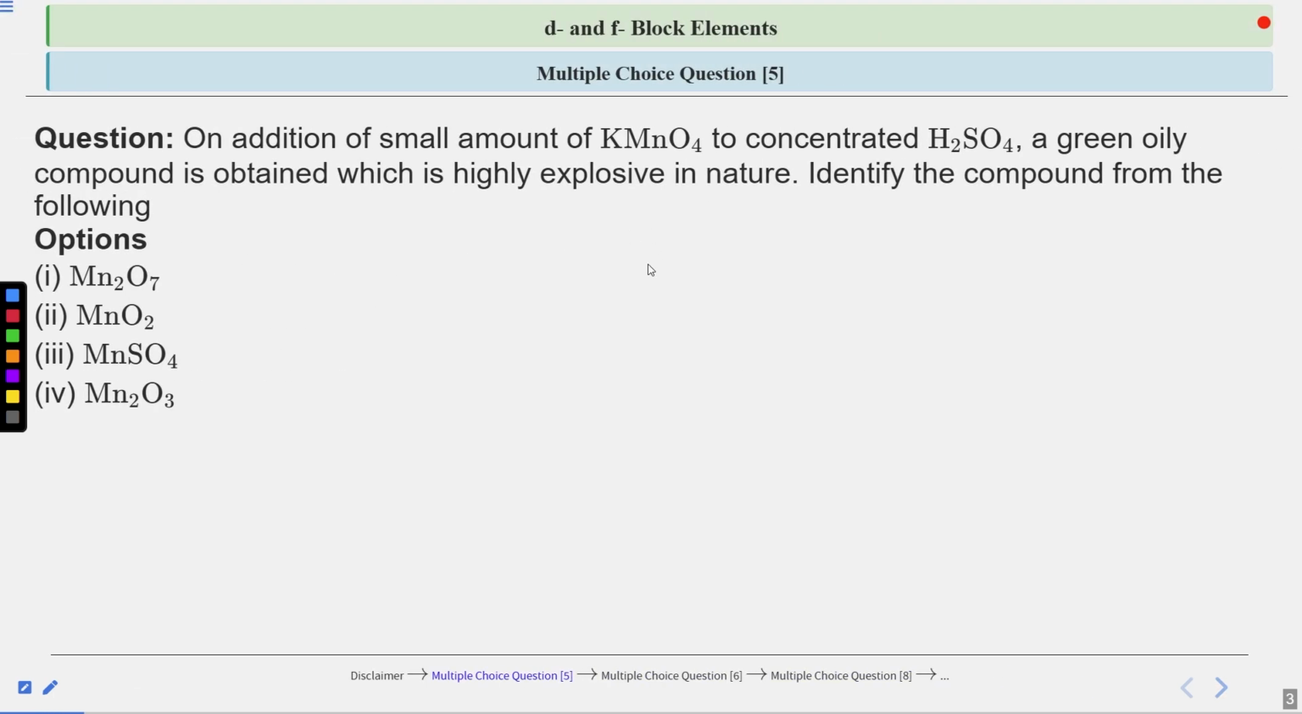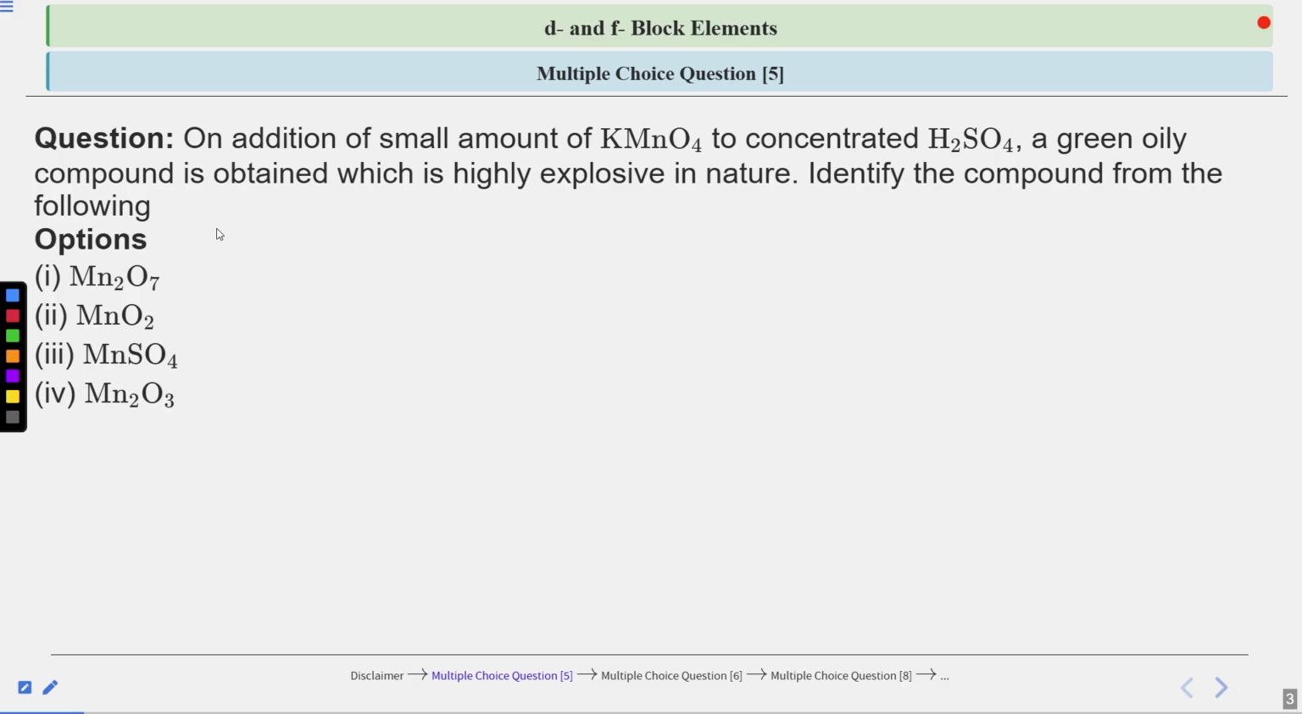Let's begin with our first question, which is multiple choice question number 5. The question is that on addition of a small amount of KMnO4 to concentrated sulfuric acid, a green oily compound is obtained which is highly explosive in nature. So when you add a small amount of KMnO4 into concentrated sulfuric acid, you will get a green colored oily compound which is highly explosive in nature.